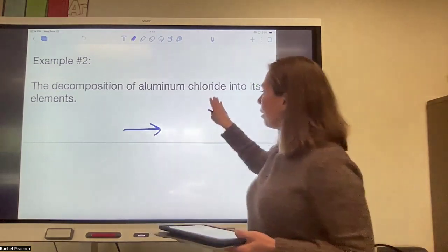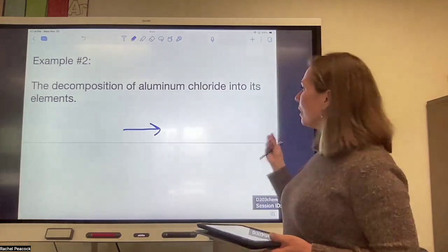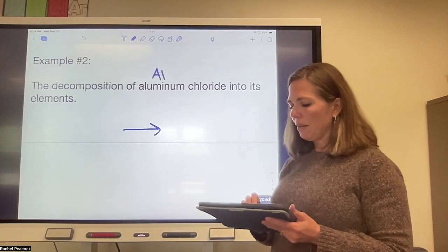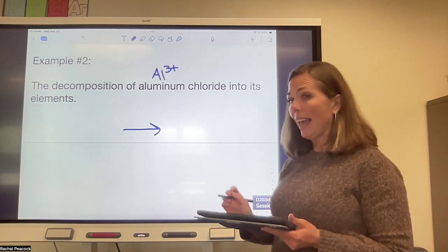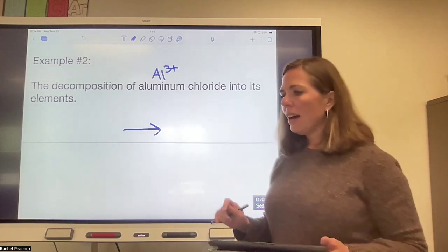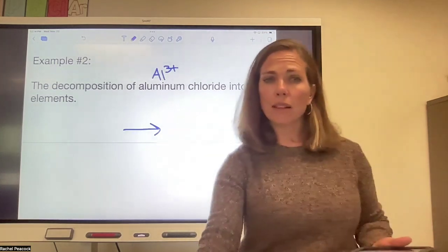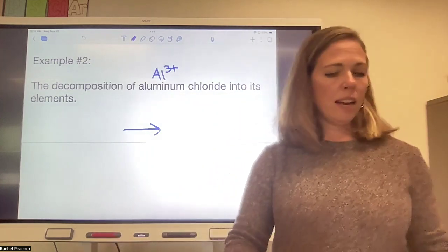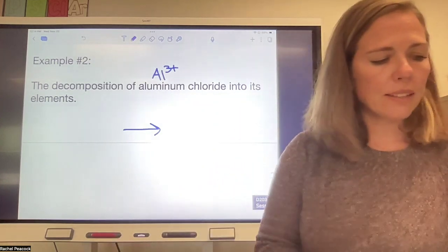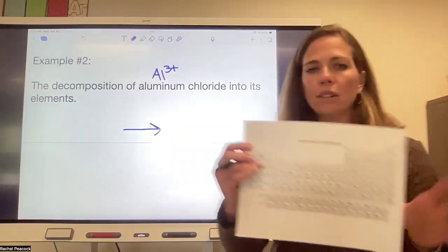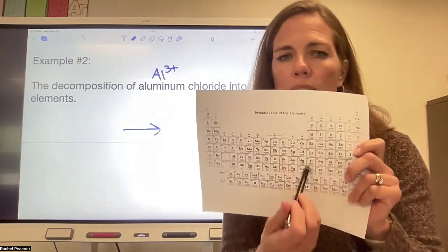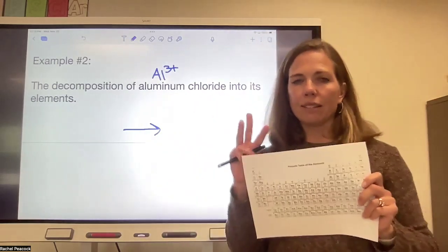So aluminum chloride is decomposing into its elements. The formula for aluminum chloride, you would have had to think about the fact that Al is a 3+. I want to point that out to you because a lot of people were getting that wrong on the worksheet that we did when we were practicing formulas. So I just want to remind you that these elements in group 13 have 3 valence electrons.